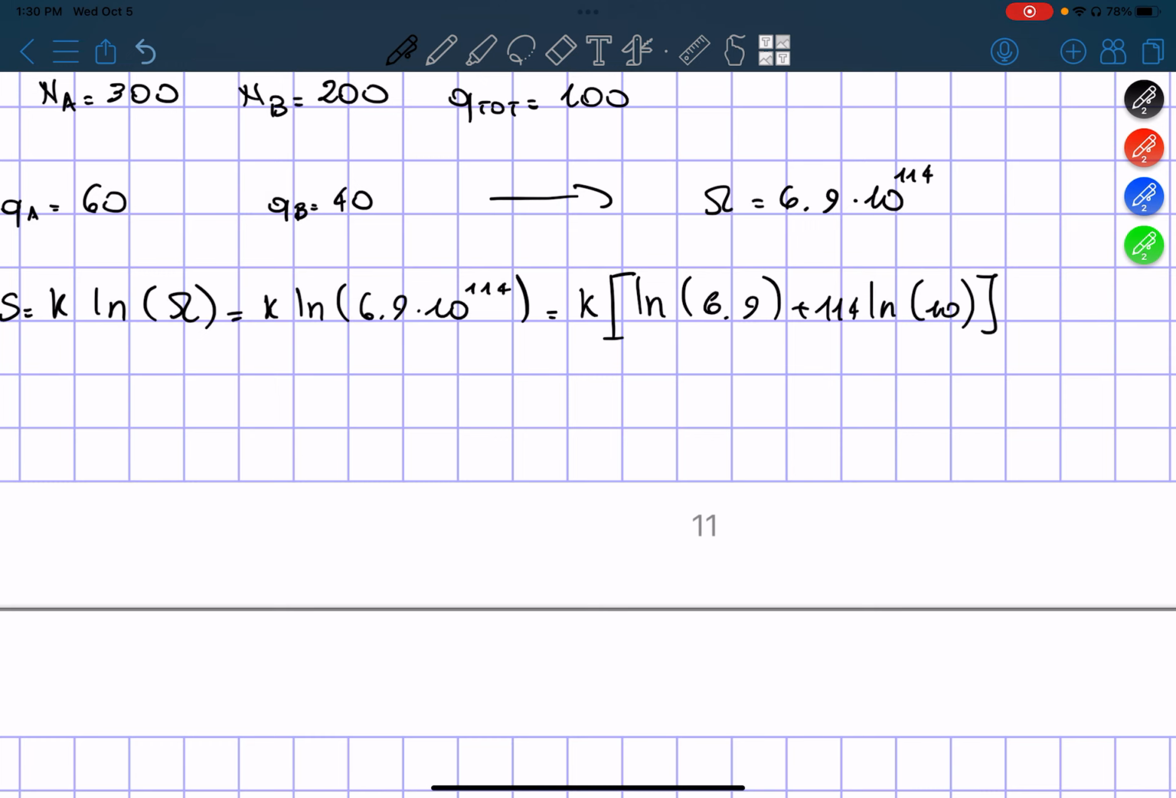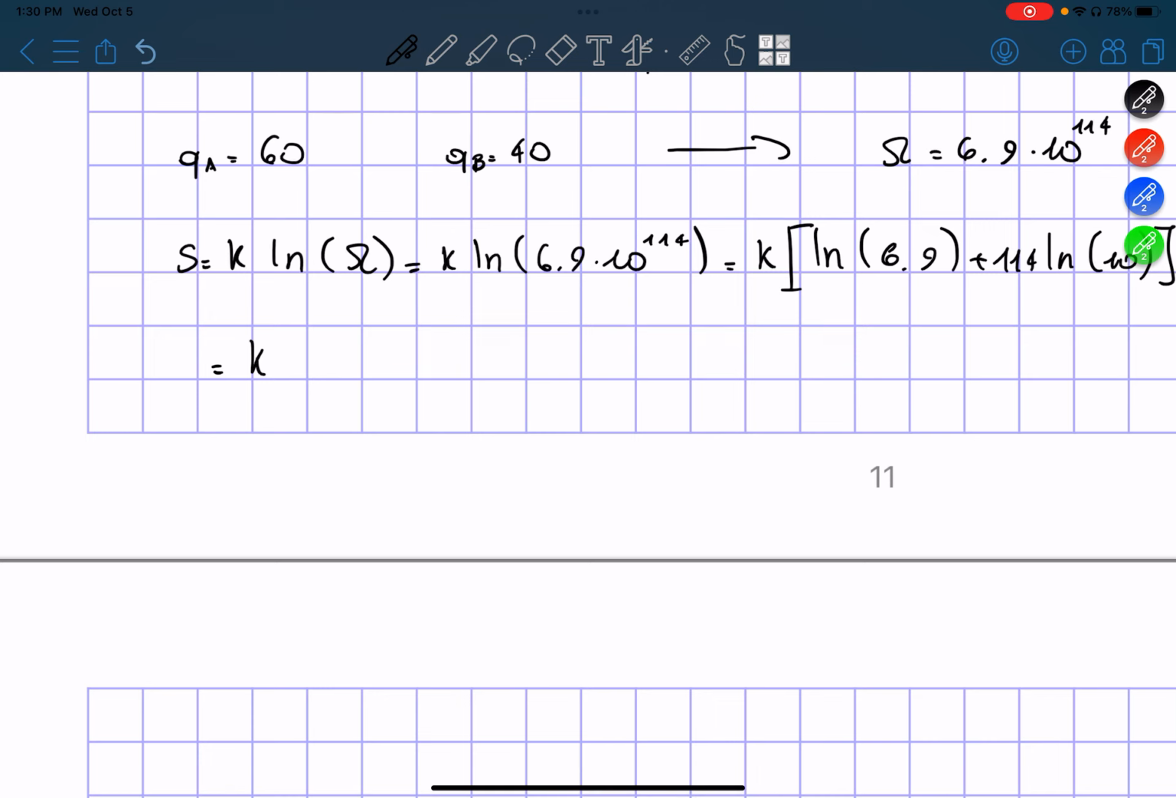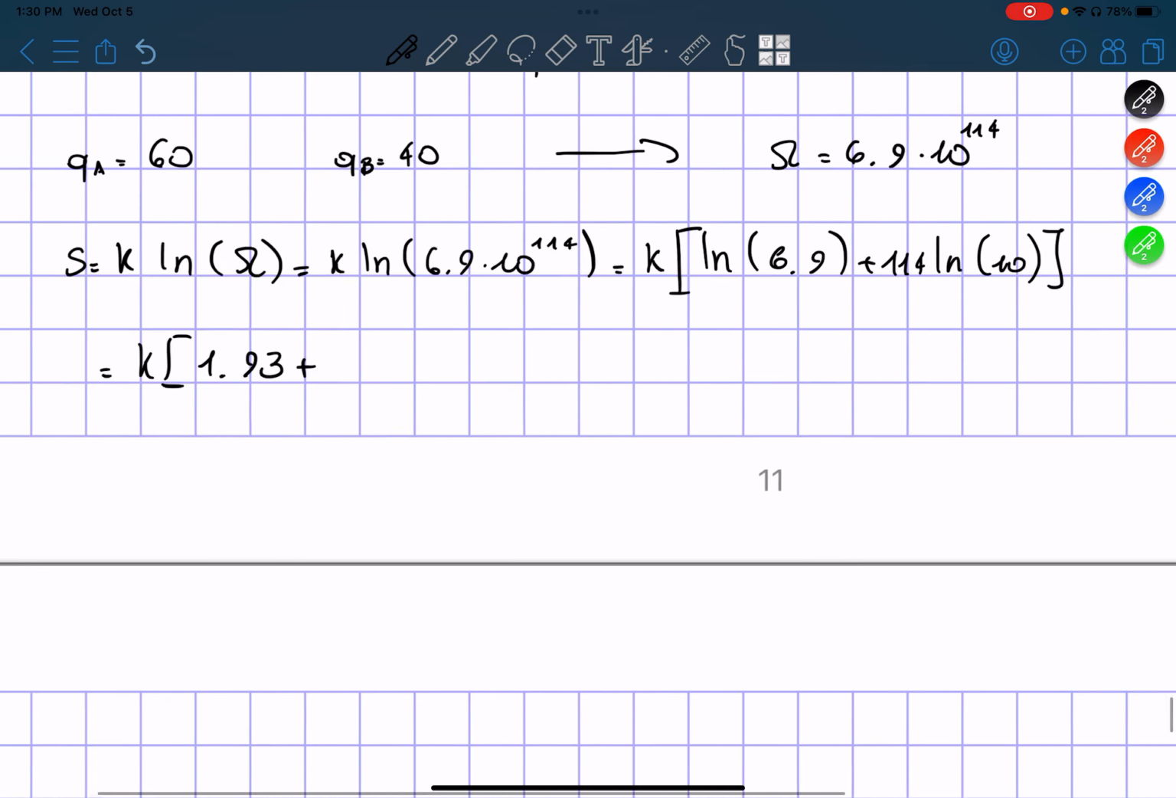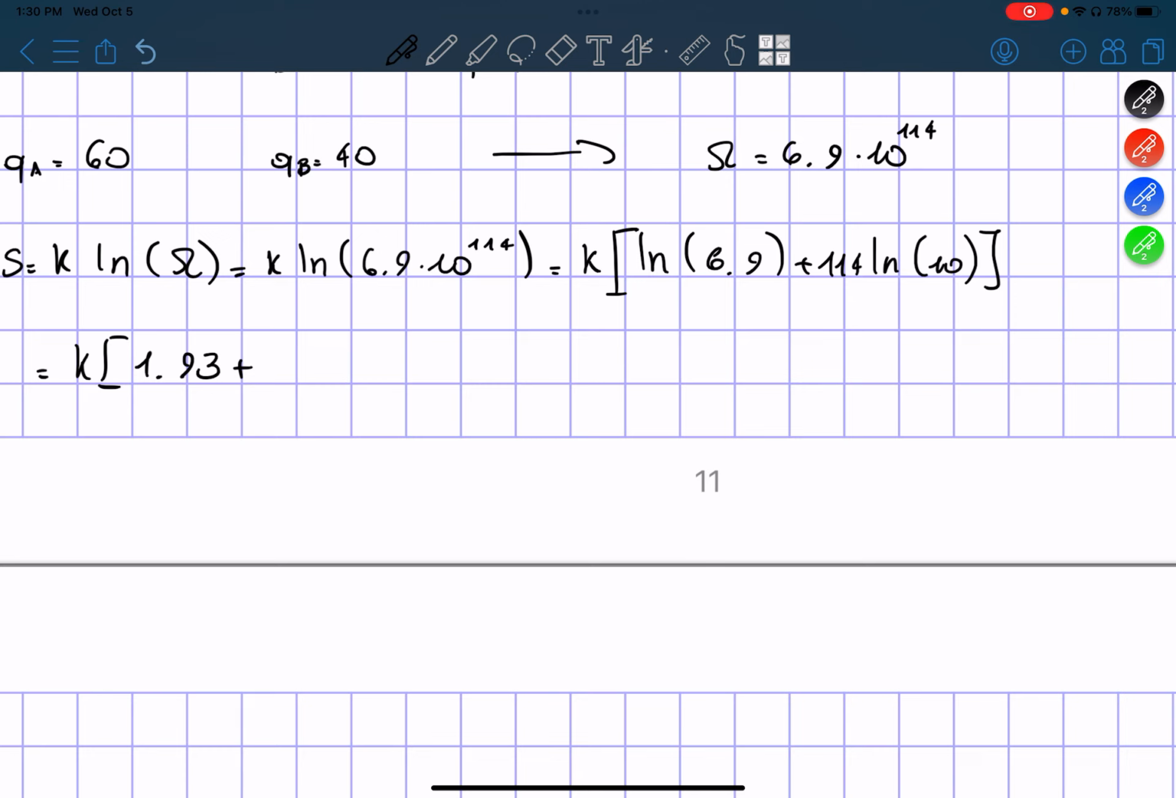Okay, so I can actually plug it into my calculator. I'm going to get K times ln of 6.9, which is about 1.93, plus 114 times the natural logarithm of 10, which equals 331. So in this case, we have 331 plus 1.93, which is equal to 333. Honestly, let's round it up to 333K. And this is the most likely macrostate.